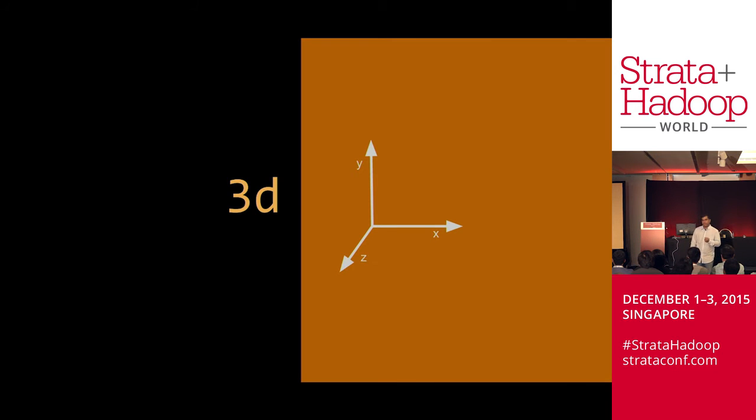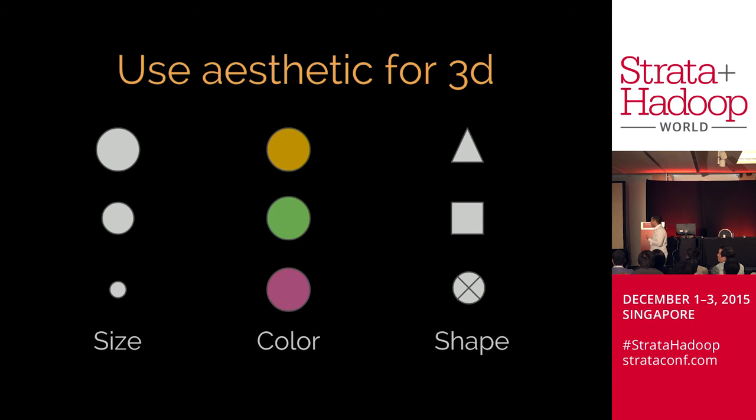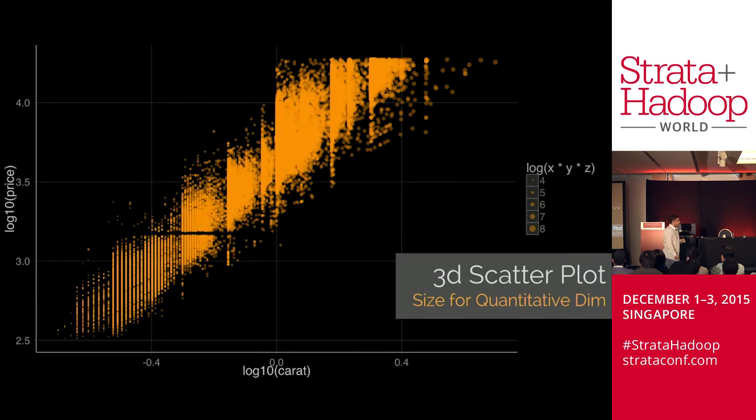What's the first option I have to do 3D? If I want to add a third dimension, I would basically use aesthetics to start with, right? So I would change the size of the dot, change the color, or change the shape. Let me use a proxy of size, like say log of x, y, and z. Like literally saying how big the diamond is.